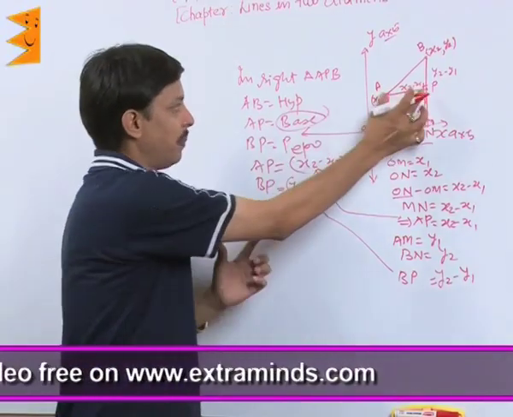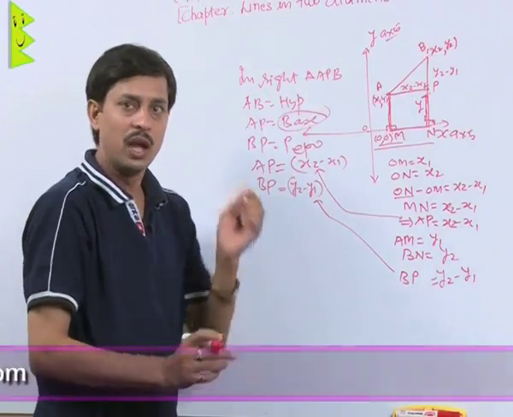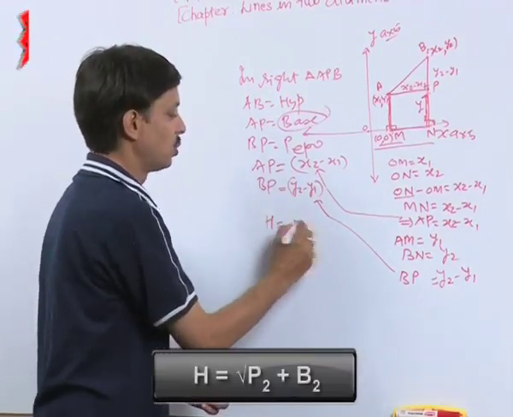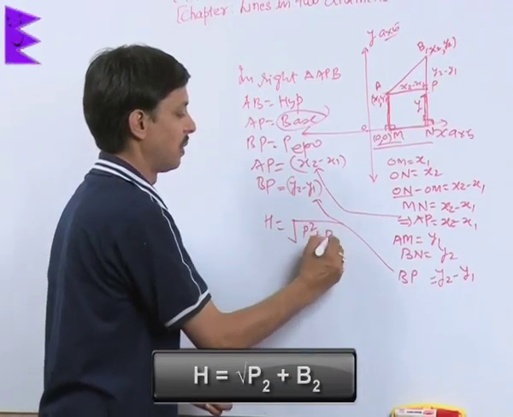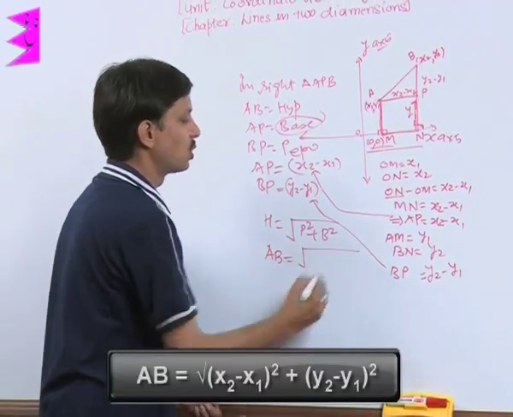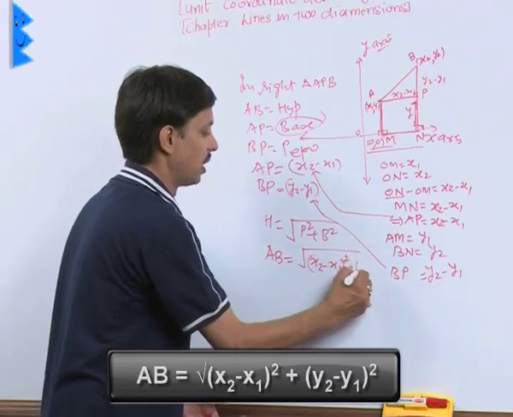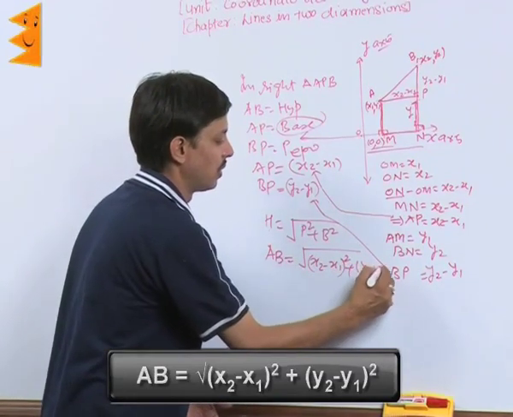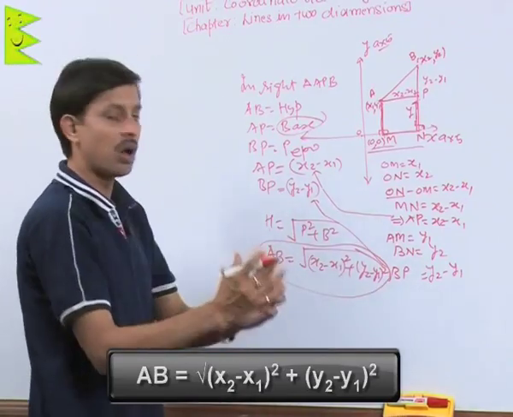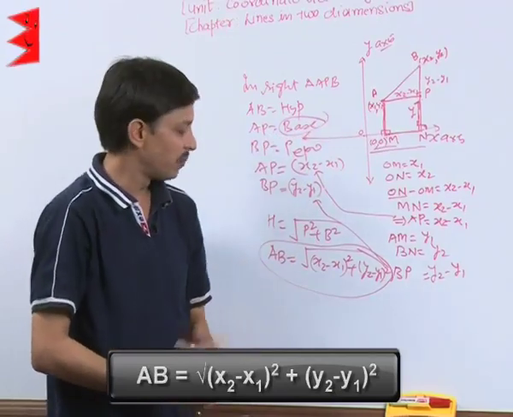We have the base, we have the perpendicular, and we need to calculate the hypotenuse. If we apply the Pythagoras theorem, the hypotenuse is equal to the root of perpendicular square plus base square. Hypotenuse means distance AB is equal to the root of (x2 minus x1) square plus (y2 minus y1) square. This is the AB distance, the main result for calculating the distance between 2 points.